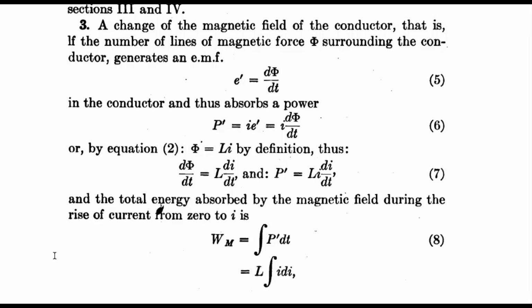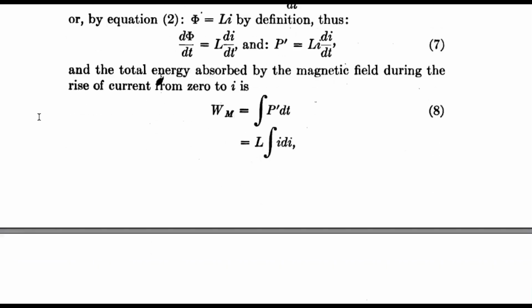Substituting, this becomes I times the rate of change of phi over time. Using the relationship where phi is equal to L times I, we find that the rate of change of phi over time is equal to L times the rate of change of I over time. Substituting back, we find that the power P prime is equal to L times I times the rate of change of I over time. The total energy absorbed by the magnetic field during the rise of current from 0 to I is represented as W sub m and is calculated as the integral of P prime over time. This simplifies to L times the integral of I with respect to I.